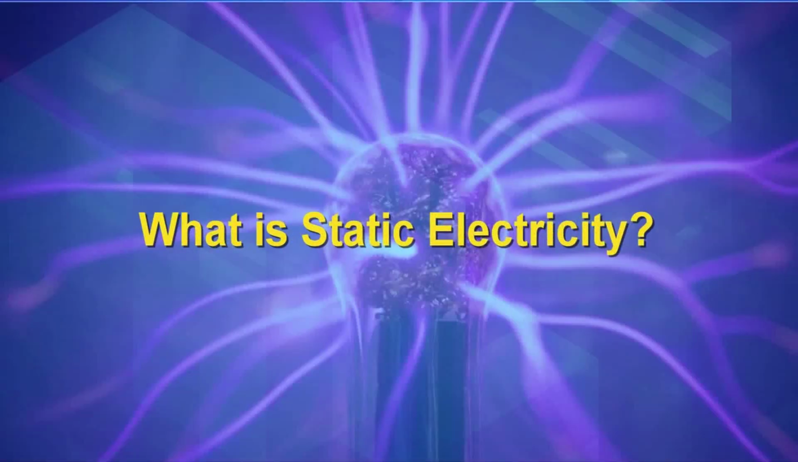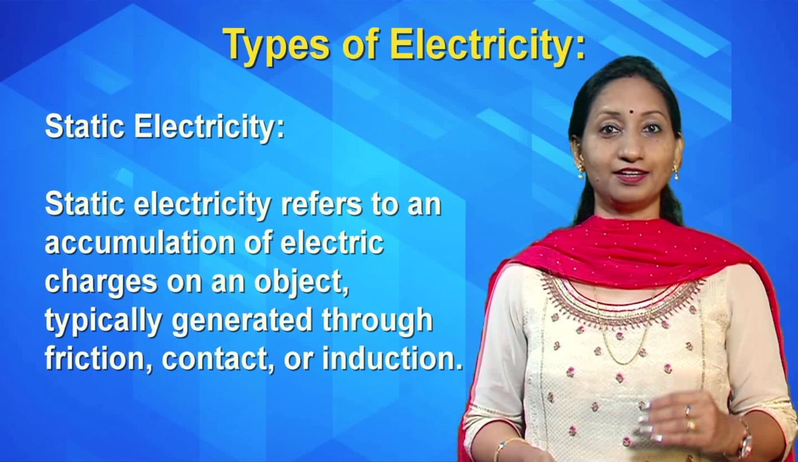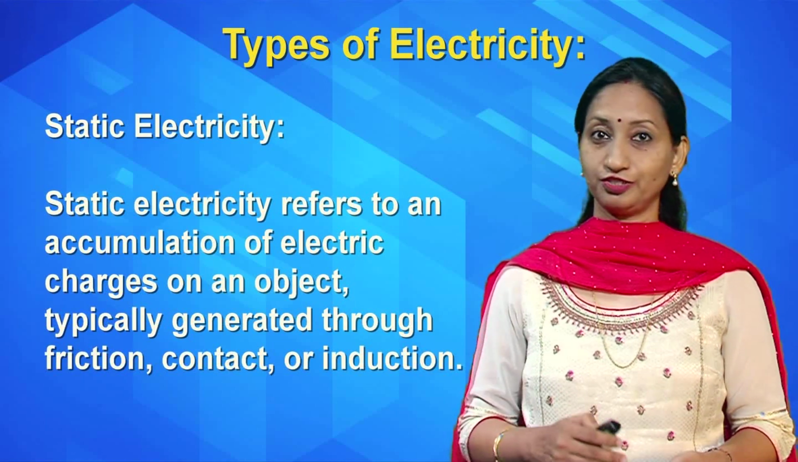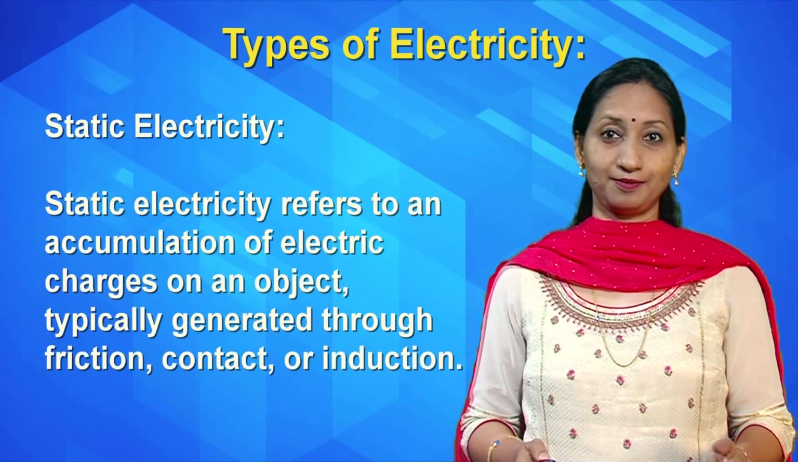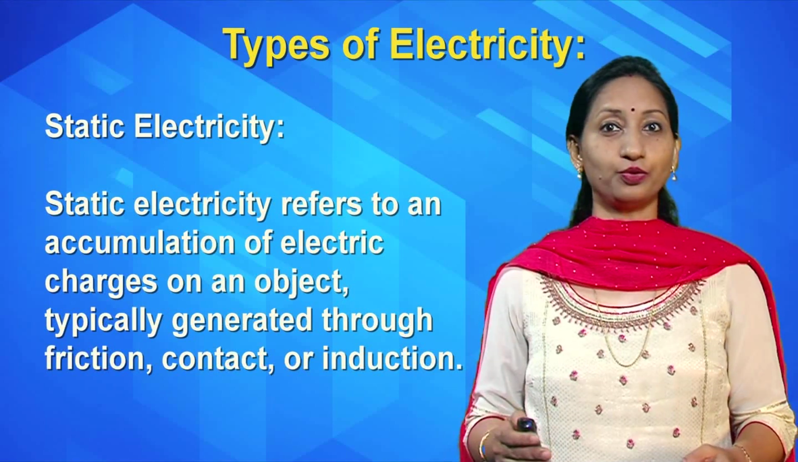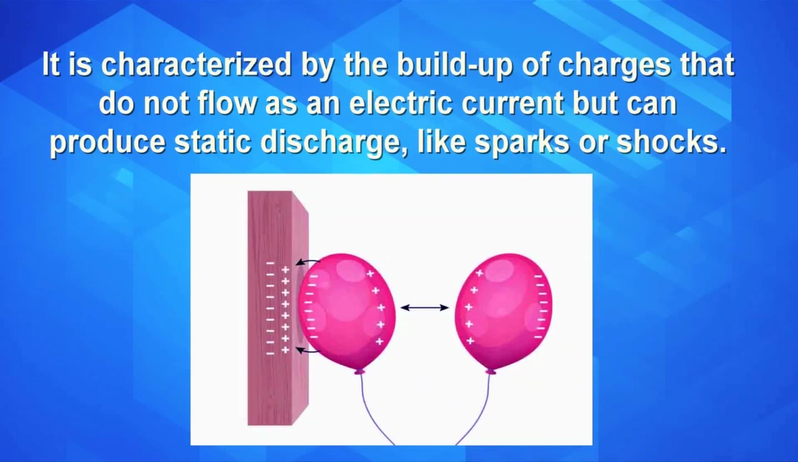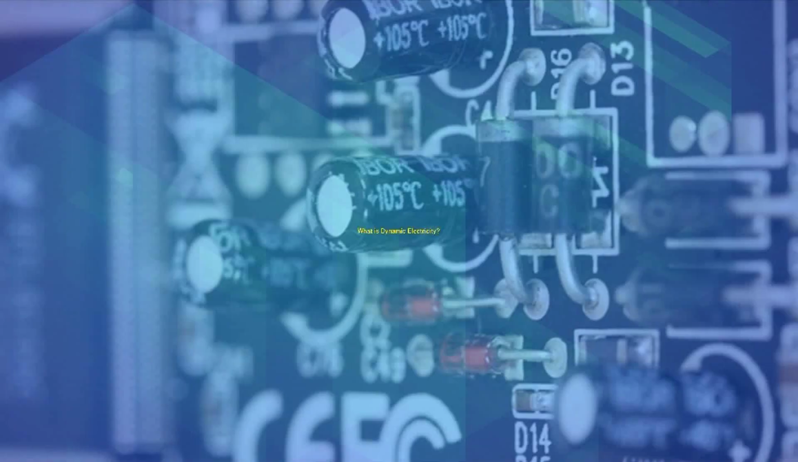Static electricity. Static electricity refers to an accumulation of electric charges on an object, typically generated through friction, contact, and induction. It is characterized by the buildup of charges that do not flow as an electric current but can produce static discharge like spark or shocks.